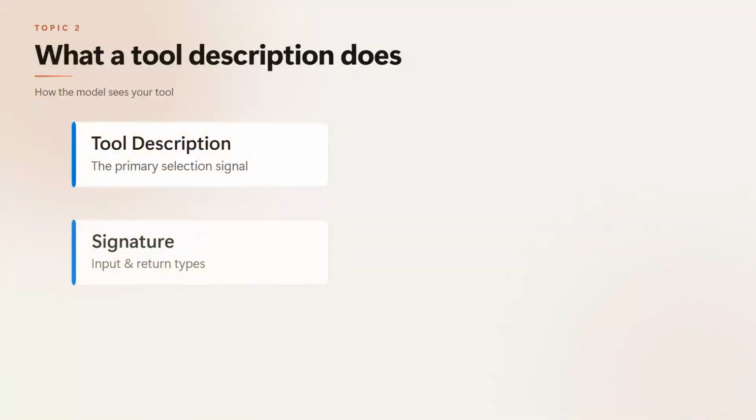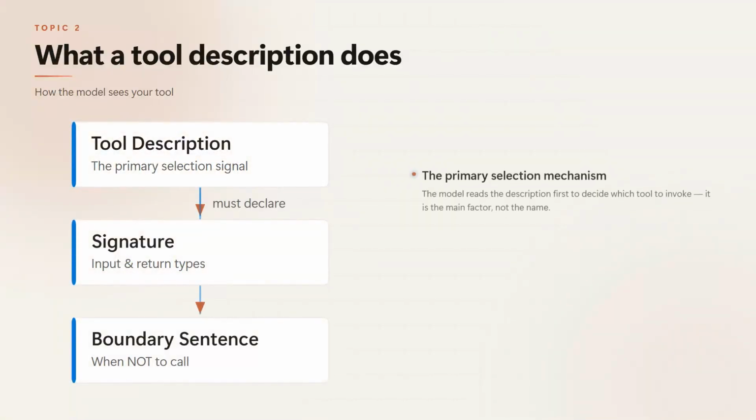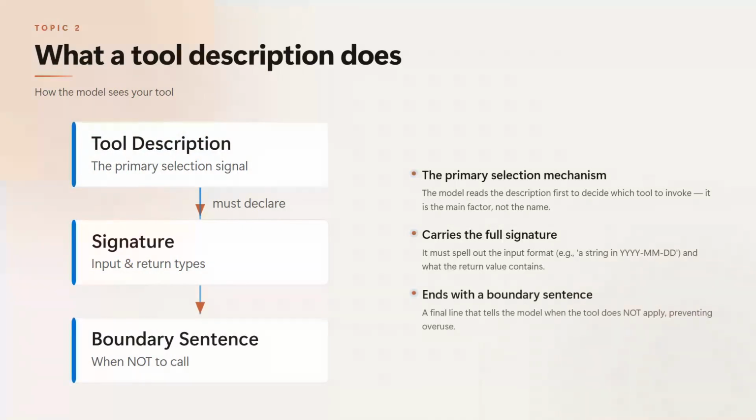A tool description is the primary mechanism the model uses to select tools. It's not just a label, it's the instruction that tells the model what the tool takes, what it returns, and crucially, when to use it. The boundary sentence is what makes similar tools distinguishable. Without it, get customer and lookup order look identical to the model. This is not about documenting the tool for a human, it's about giving the model enough signal to route correctly on the first try.